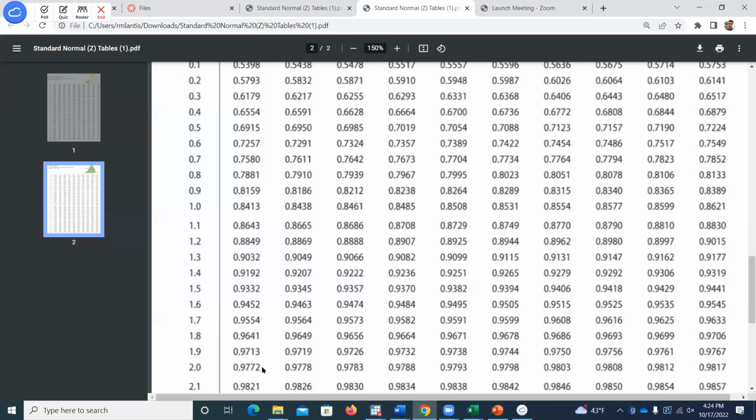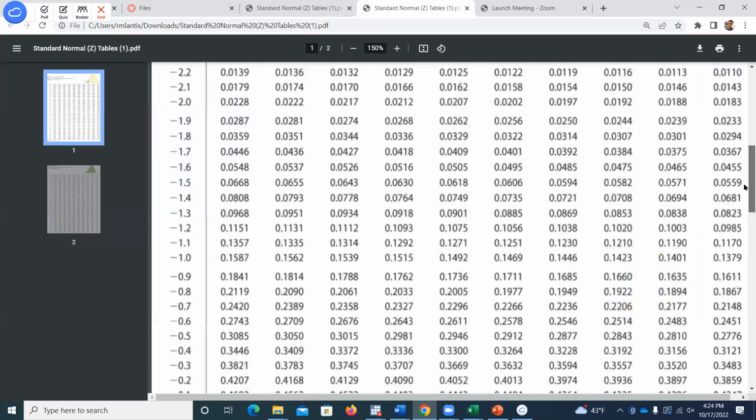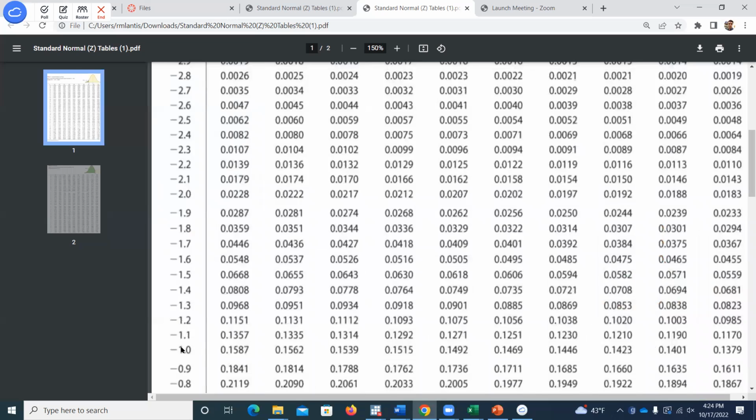Now, the area that we wanted was what's in between these two. So what do I need to do? Find the area to the left of negative one and then subtract it from that larger area. So let's look up negative one. Negative 1.0, that first column is zero. So 0.1587.